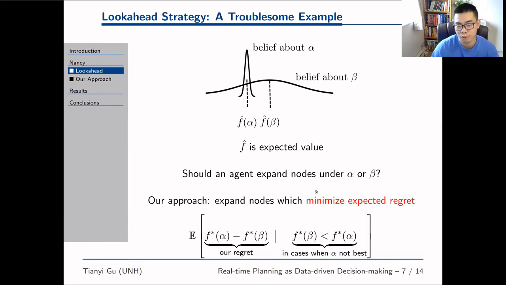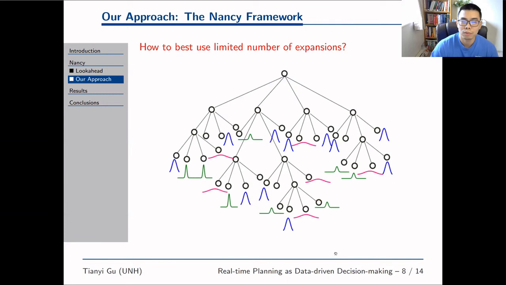In our approach, we propose to expand the nodes which minimize the expected regret, where we accumulate all the regrets in those cases where alpha is not the best action. Really, we want to solve the question of how to best use a limited number of expansions. During the search, we can have a huge search tree, and we can form belief distributions about our value uncertainties everywhere in the search frontier. Then how to use that information to guide our search to give us better solutions is not quite obvious.